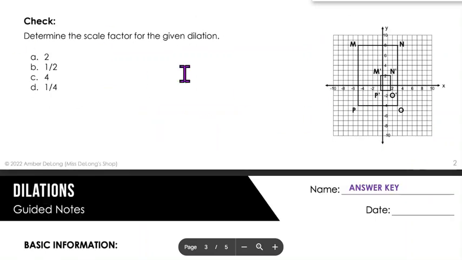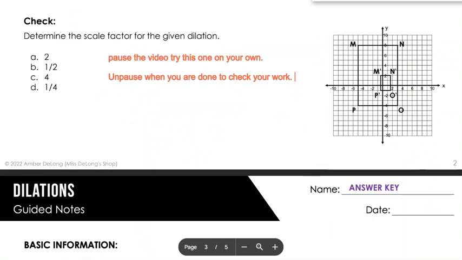All right, here's one you can try on your own. It says check. It says determine the scale factor of the given dilation. Go ahead, pause the video and try this one on your own. Unpause it when you are done to check your work. Okay, so if I was doing this one, hopefully you paused the video and tried it on your own first. All right, and here we're checking our work.